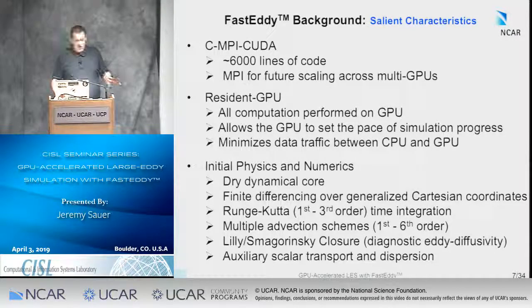So some of the initial physics and numerics of FastEddy: it's a dry dynamical core, so at this time there's no water vapor or microphysics. It uses finite differencing over a generalized Cartesian coordinate system. We have multiple time integration schemes, but it is explicit in time, first through third order Runge-Kutta. We have multiple advection schemes, so we can dial up the order of accuracy of advection from first to sixth order.